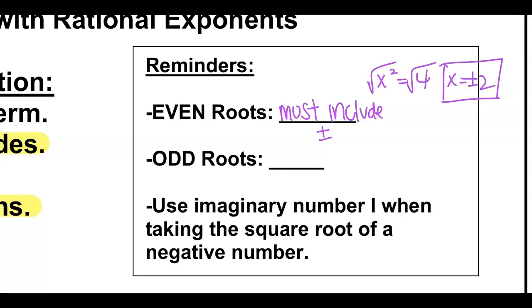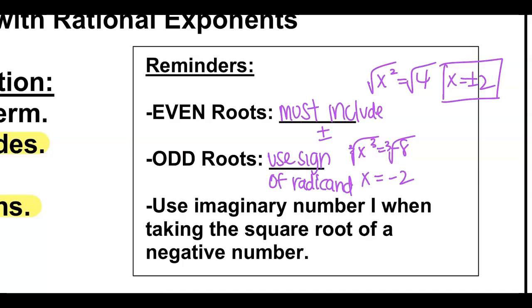For odd roots, anytime we do an odd root, like the cube root of some number, or the fifth root of some number, for instance, if we had x cubed equals negative 8 and we cube root both sides, the cube root of negative 8, which we saw last class, is going to equal negative 2. There's no plus or minus, it's just negative 2. So whenever you're doing an odd root, you're going to use the sign of your radicand.